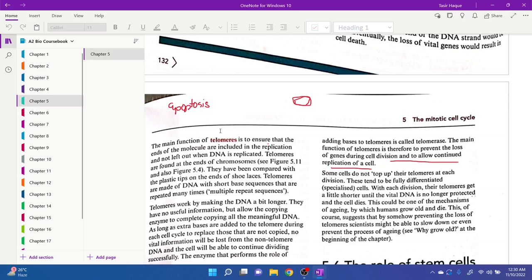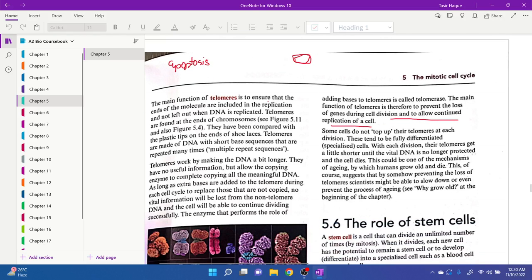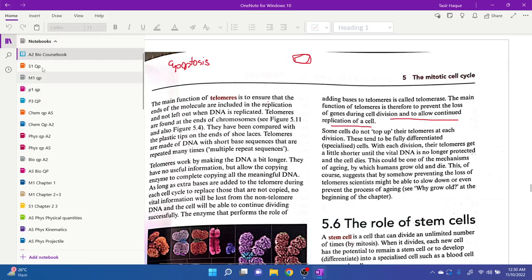They have been compared with the plastic tips at the end of shoelaces. They are made up of DNA with short base sequences that are repeated many times, multiple repeat sequences. They work by making the DNA a bit longer. They have no useful information but allow the copying enzyme to complete copying all the meaningful DNA. As long as extra bases are added to the telomere during its cycle, which is mainly done by telomerase, so they top up the telomeres.